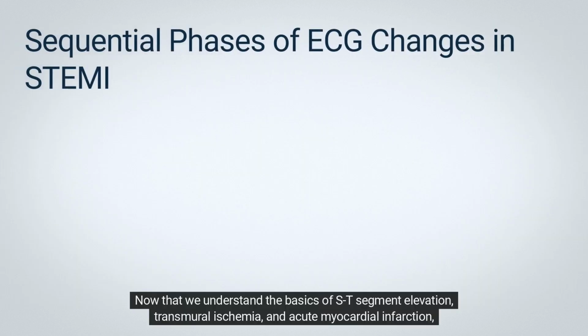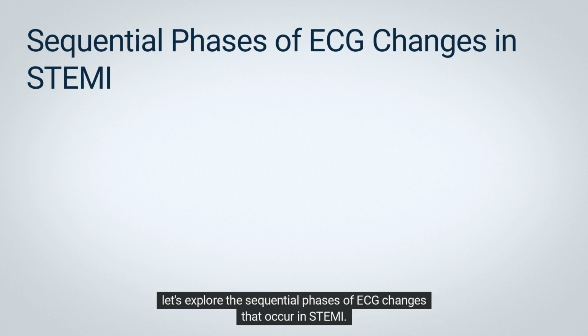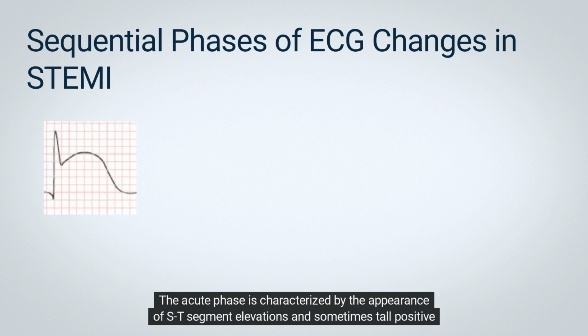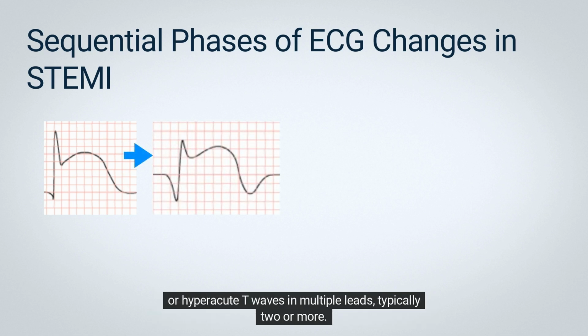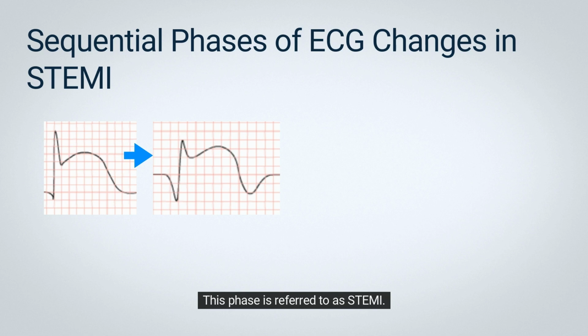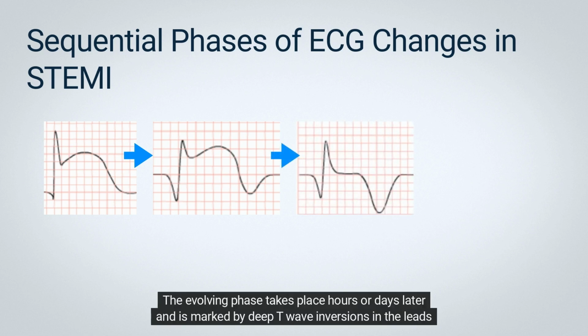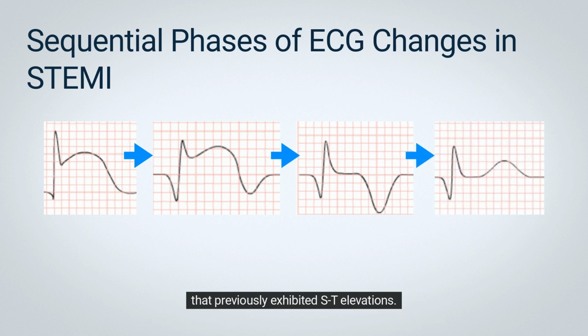Now that we understand the basics of ST segment elevation, transmural ischemia, and acute myocardial infarction, let's explore the sequential phases of ECG changes that occur in STEMI. There are two main phases. The acute phase is characterized by the appearance of ST segment elevations and sometimes tall positive or hyperacute T waves in multiple leads, typically 2 or more. This phase is referred to as STEMI. The evolving phase takes place hours or days later and is marked by deep T wave inversions in the leads that previously exhibited ST elevations.